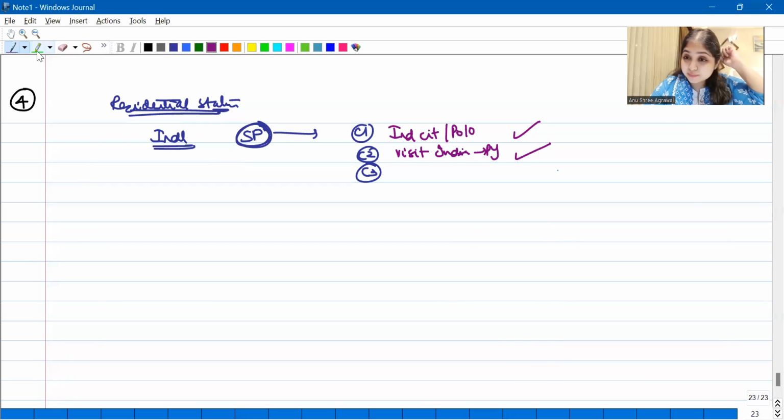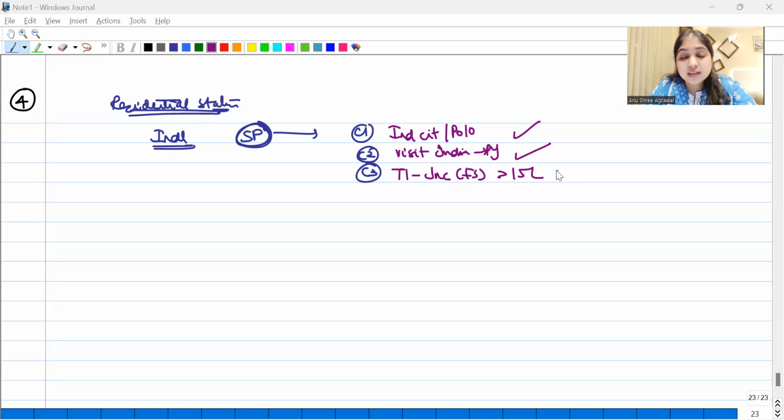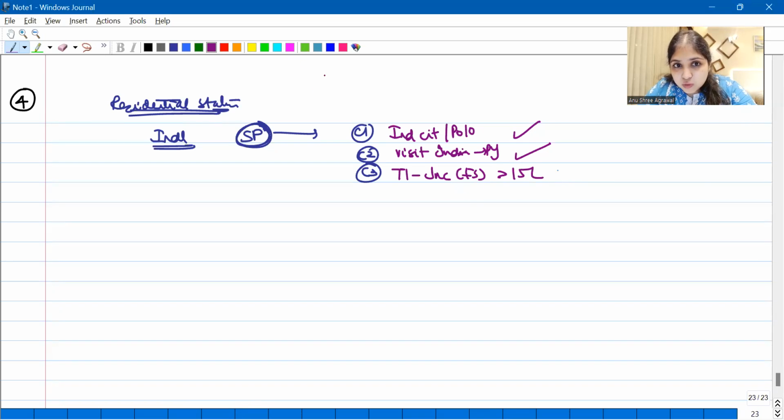What is the third condition? The third condition is that from the total income, if I subtract income from foreign sources, the balance income should be more than 15 lakh rupees. Right, guys? Now tell me, what do you mean by total income minus income from foreign sources? Our whole discussion over here will be regarding this only.